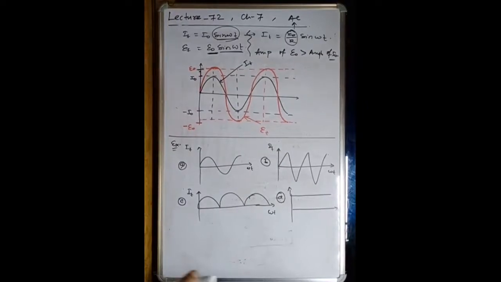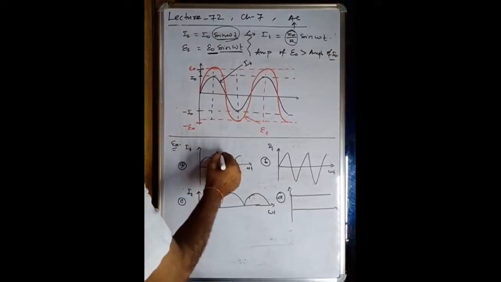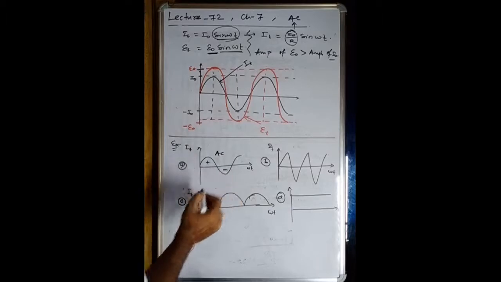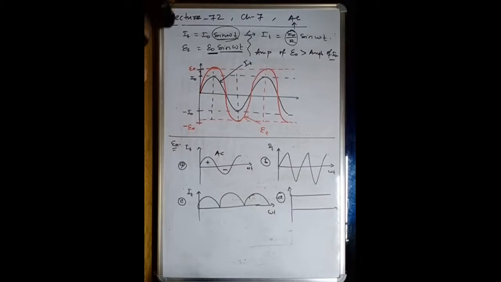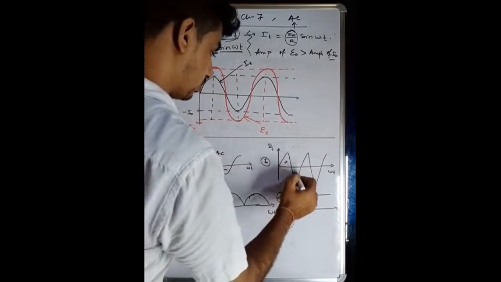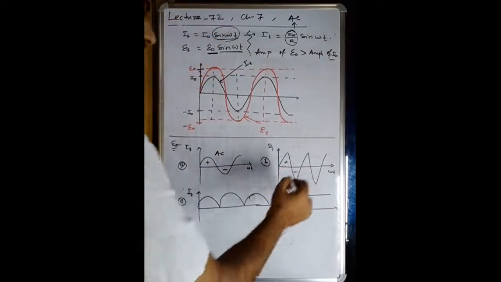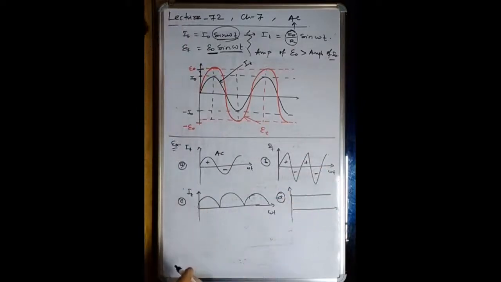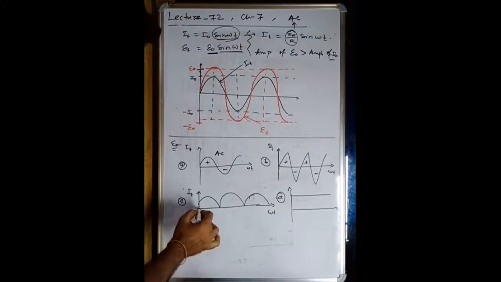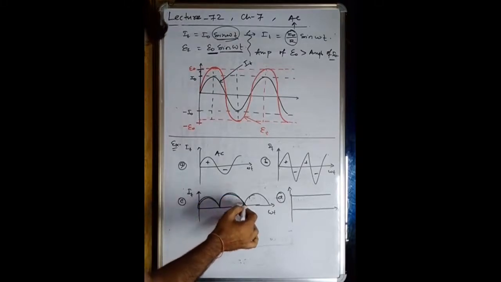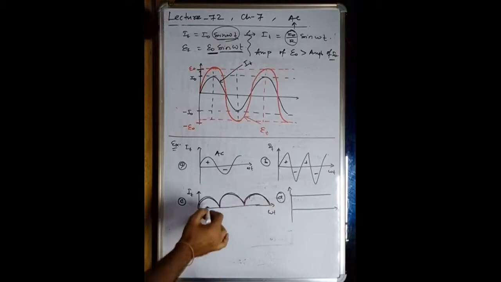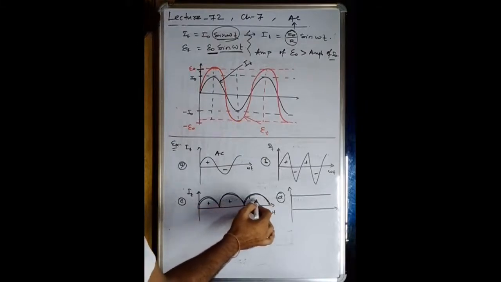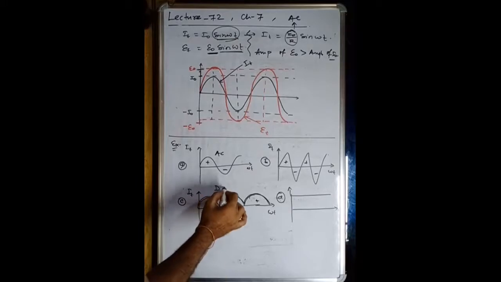So did you get the answer? Now look here. Of course this is AC. Why? You can see it is changing its value alternately from positive to negative. Here also you can see it is going positive and negative for a particular cycle. But here you can see the amplitude is changing, but it is not changing its direction. That's why this is DC current.